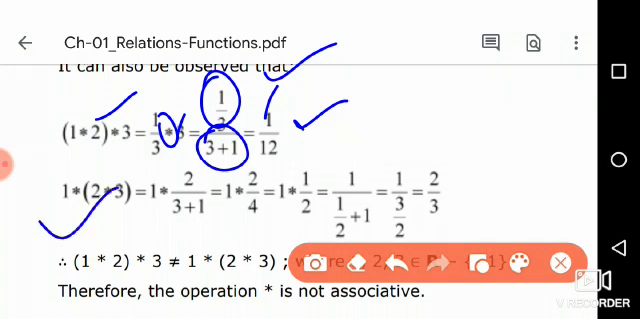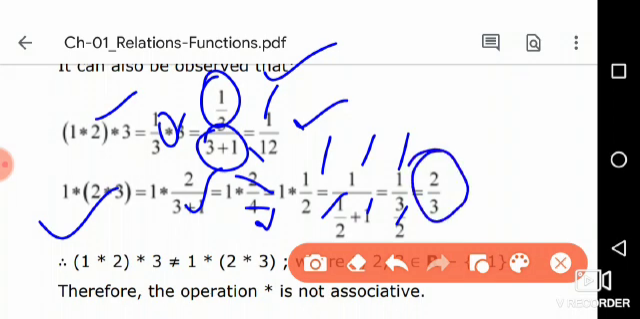Likewise, 1 star (2 star 3) can be written as 1 star 2 divided by 3 plus 1, that gives 2 1s are 2, 2 2s are 4, that is 1 star 1 by 2. Again, by the definition of the binary operation star, first element divided by second element plus 1, that is 1 divided by 1 by 2 plus 1, can be written as 3 by 2. By reciprocating, we get 2 divided by 3.